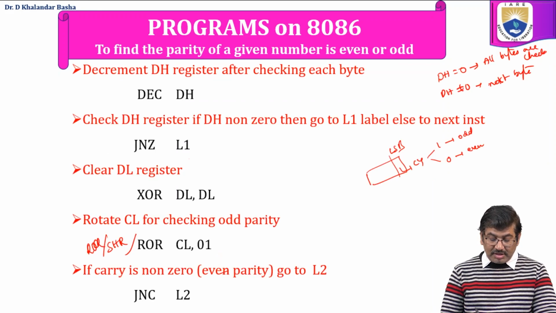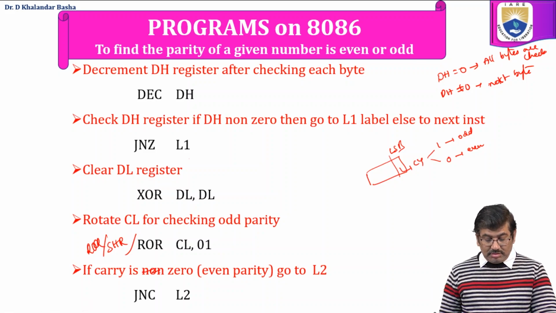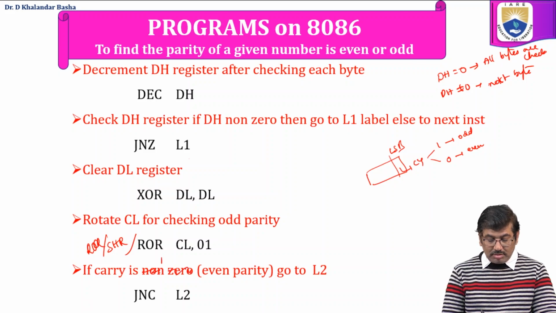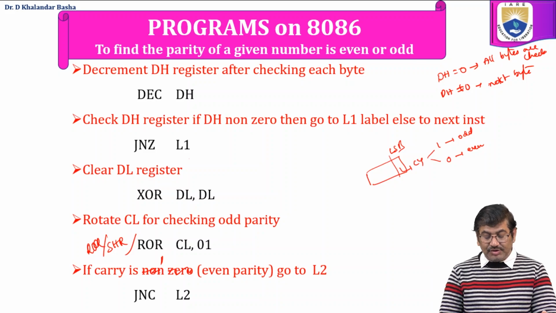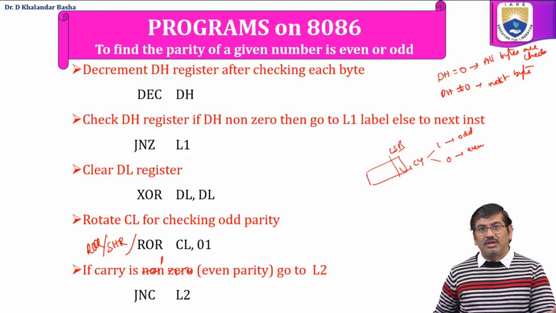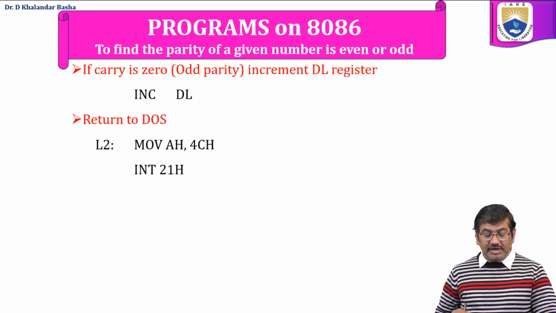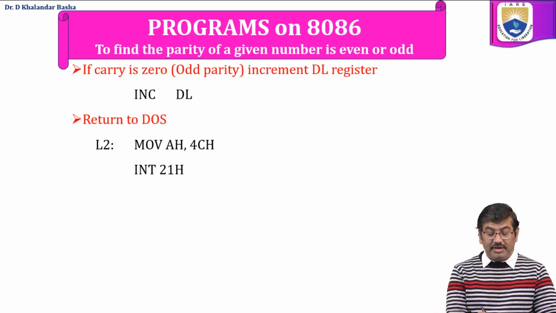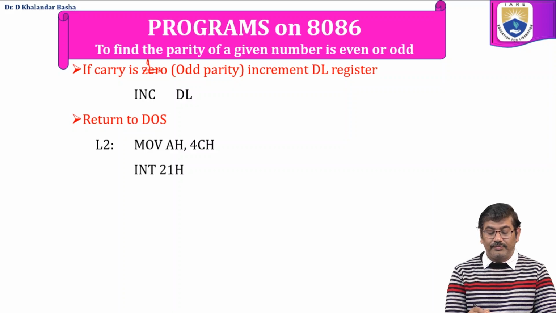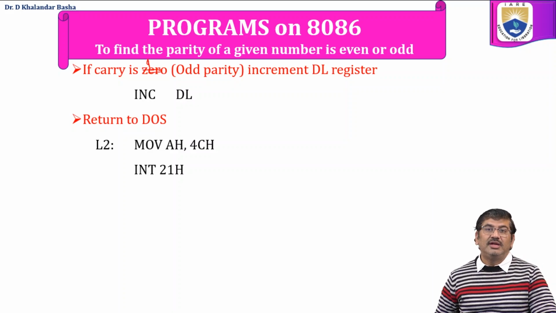Suppose if it is even parity, carry is equal to 0. We can tell it is an even parity. When carry is equal to 1, it is odd parity. So in that case, we go for incrementing DL if carry is equal to 1. It is odd parity, so increment the DL register. After that, we can terminate the program.